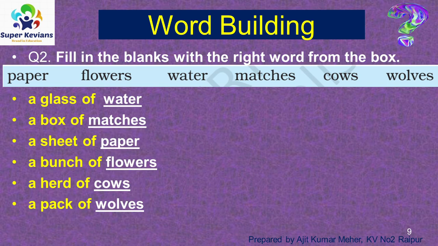In the next part, you can see word building section. Fill in the blanks with the right word from the box. A glass of water, a box of matches, a sheet of paper, a bunch of flowers, a herd of cows, a pack of wolves. So these are the grouping words. A school of fishes, we have just learned in this lesson.